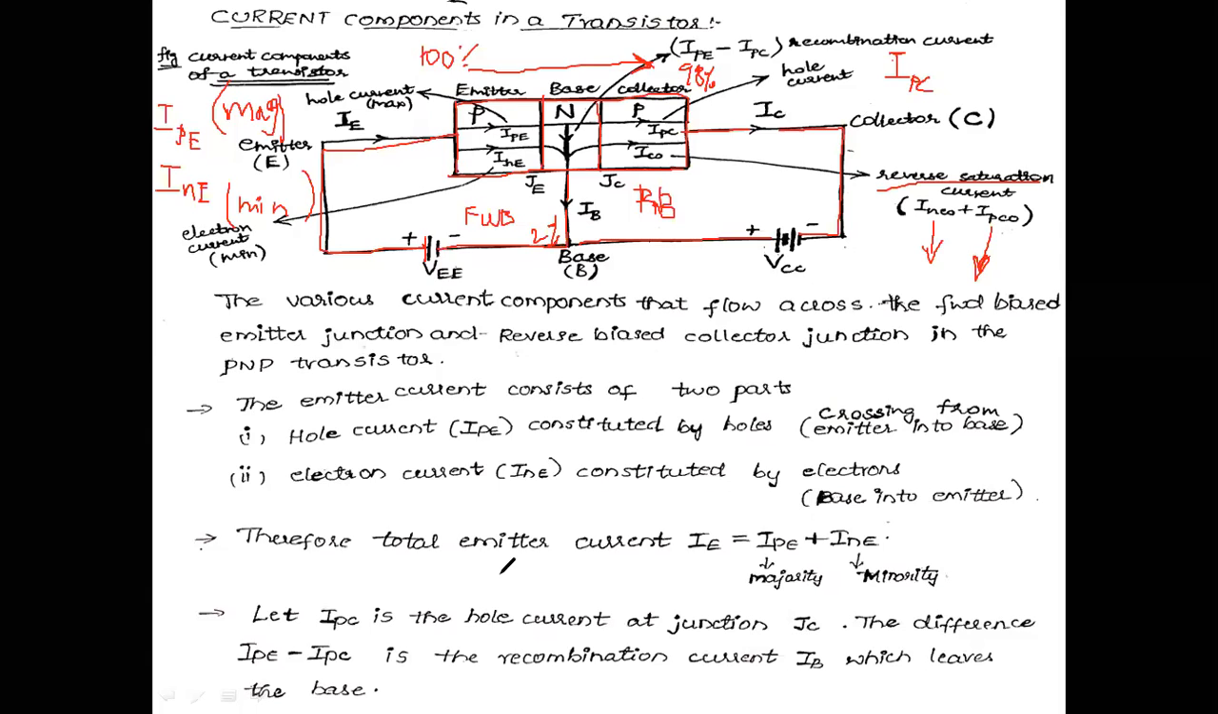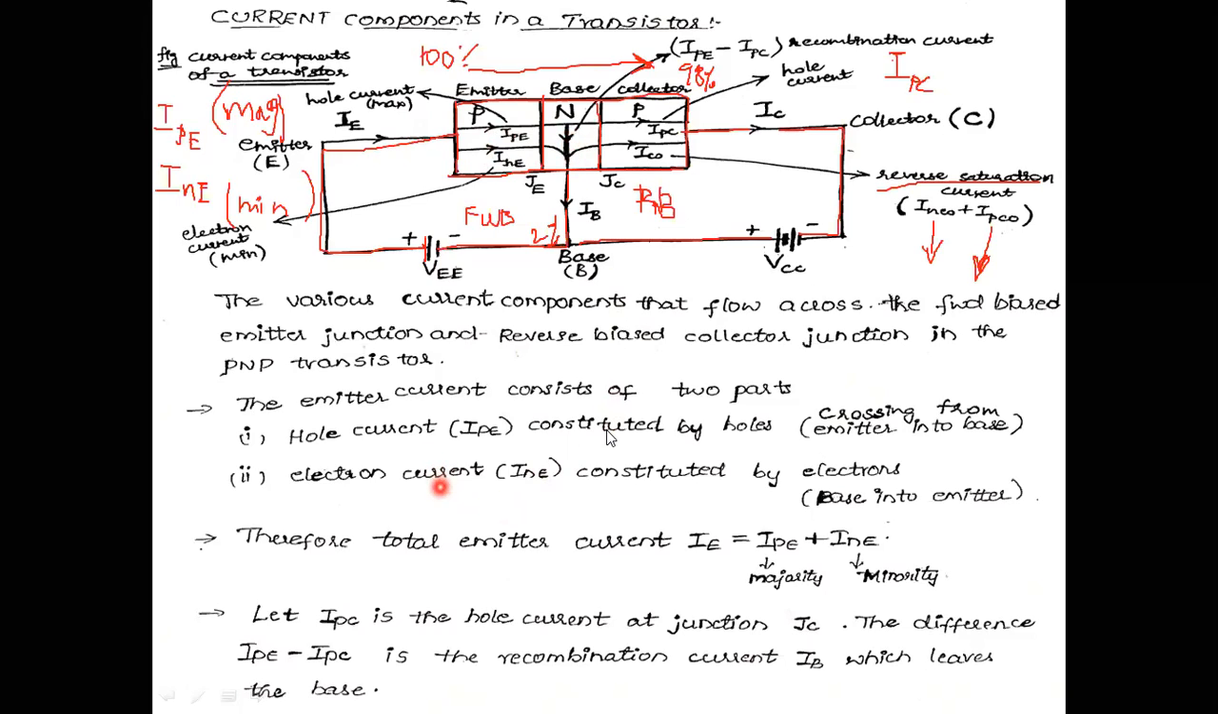Okay. These are the various current components that flow across the forward biased emitter junction and reverse biased collector junction in the PNP type of transistor. The emitter current consists of two parts. The whole current is given by IPE, constituted by holes from the emitter side to the base side.